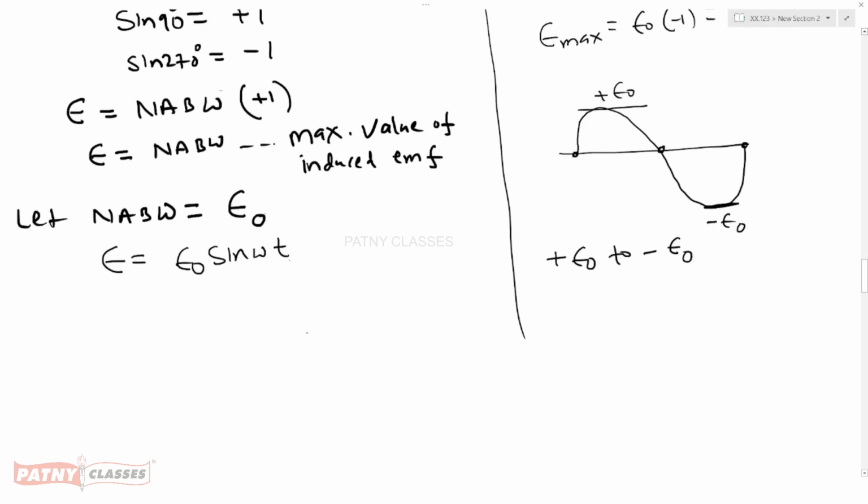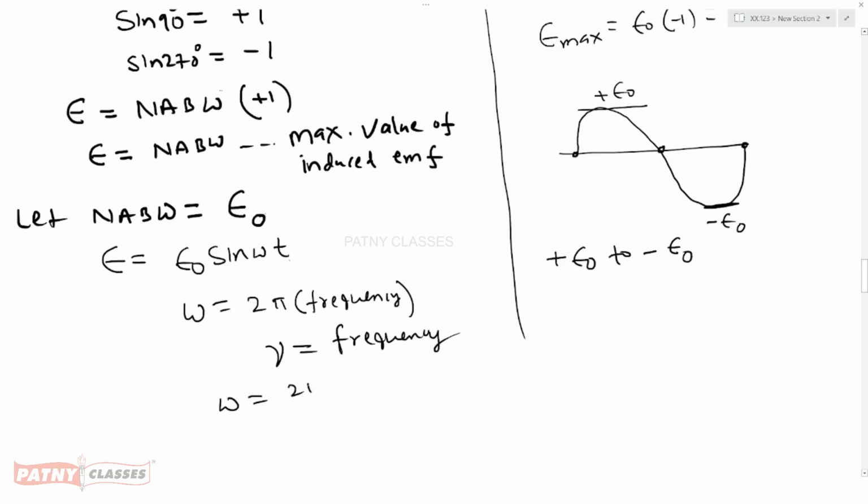One more thing I would like to clarify here: omega is nothing but 2 pi multiplied by the frequency of rotation. Let nu equal the frequency. Therefore, omega becomes 2 pi nu. Therefore, E equals E naught sine, and in place of omega we can write 2 pi nu t. So this is another expression for the EMF produced in the AC generator.